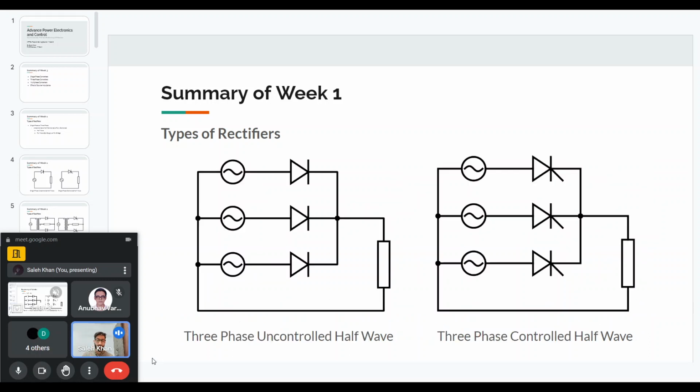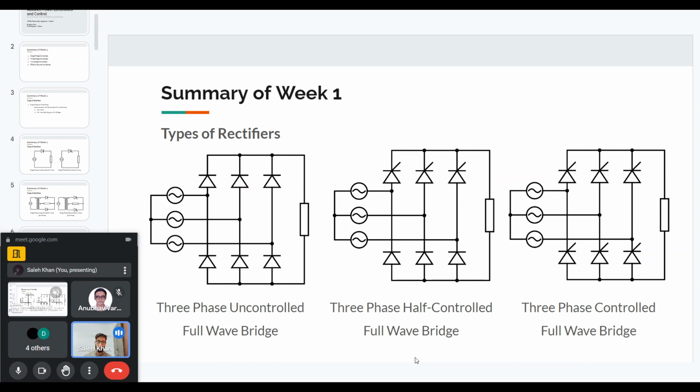Now we come to three phase. As you know, three phase power is a constant power compared to the pulsating power in a single phase system, and we can get the same power using smaller conductor sizes in three-phase systems. That is why three-phase systems are preferred for high power applications. For half wave, we again have two options: the uncontrolled one or a controlled half wave system with diodes and SCRs respectively.